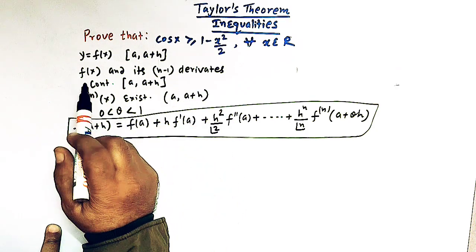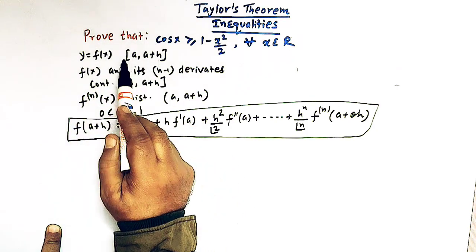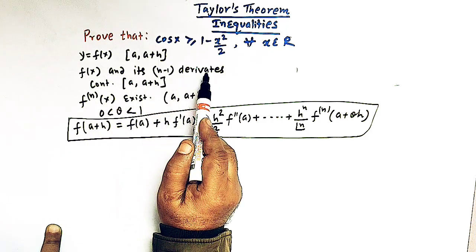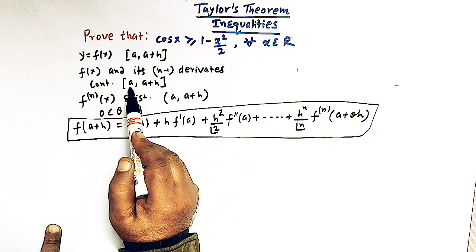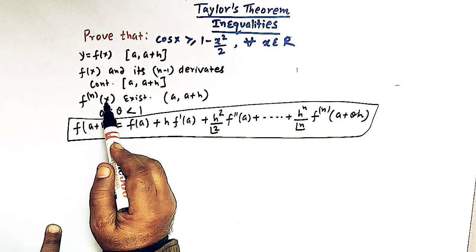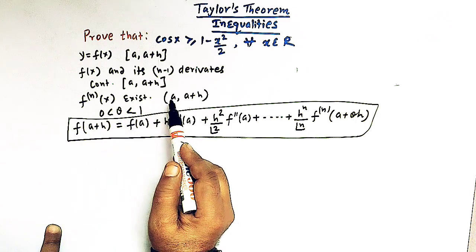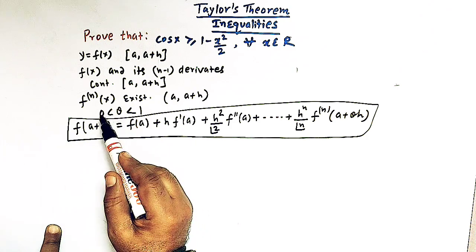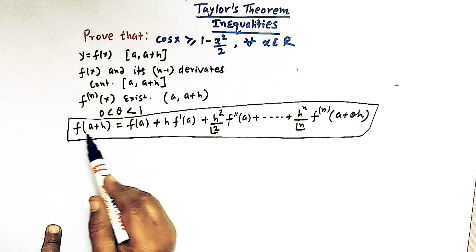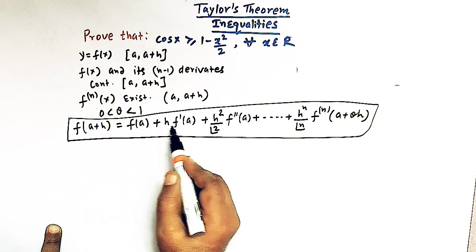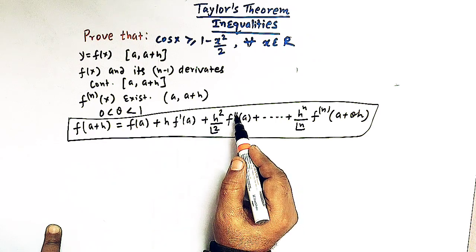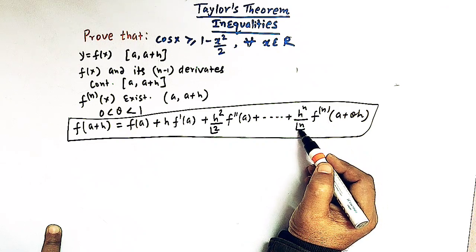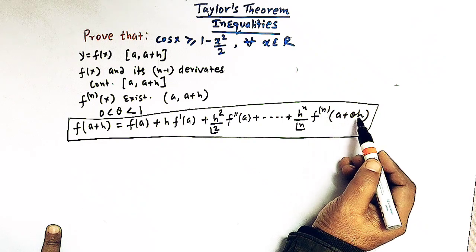So what this theorem says: if we have a function y is equal to f of x, defined in some closed interval [a, a+h], and if f of x and its first n minus 1 derivatives are continuous in the closed interval [a, a+h], and f^(n)(x) exists for all values of x in the open interval (a, a+h), then there exists at least one number theta which lies between 0 and 1. Then we have f of a plus h is equal to f of a plus h times f prime of a plus h square over factorial 2 f double prime of a up to the nth derivative, h raised to n divided by factorial n, and here we have f^(n) of a plus theta h, right?